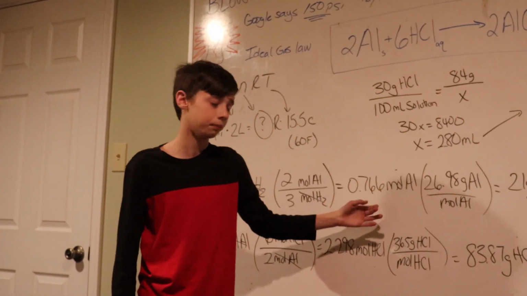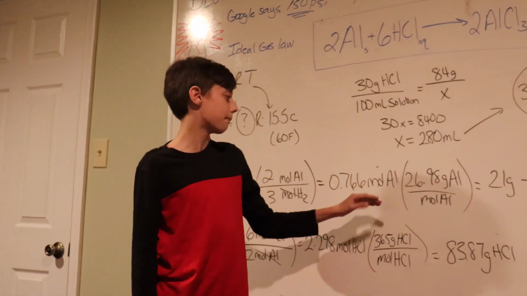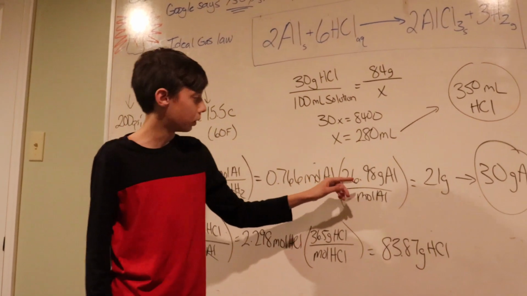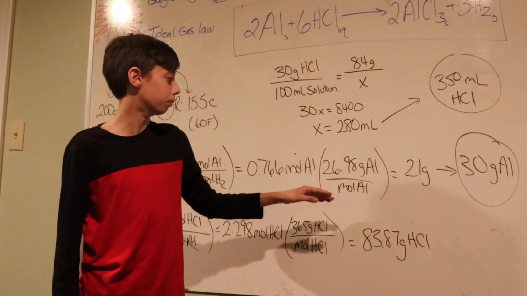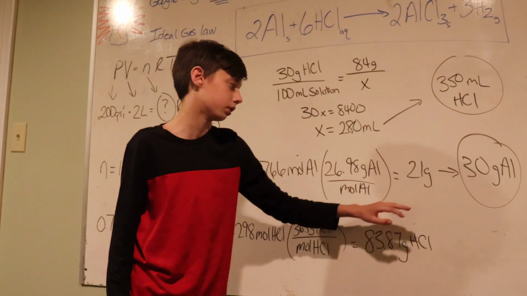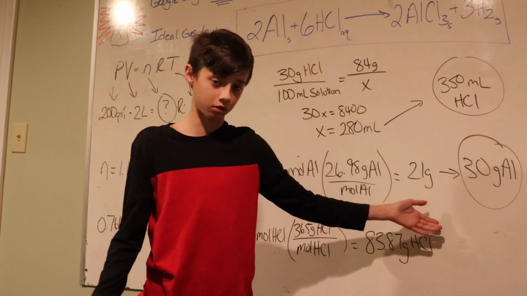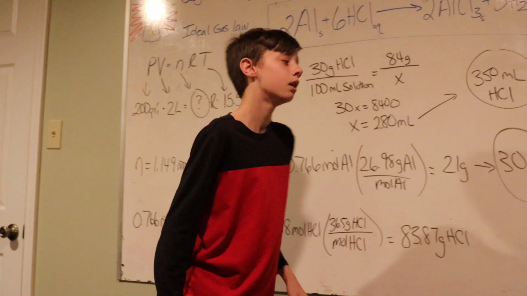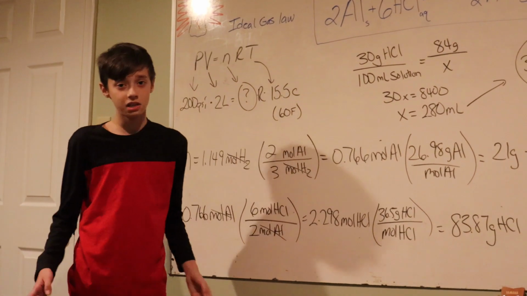0.766 moles of aluminum. So you multiply that by this molar mass of 26.98 grams of aluminum per mole of aluminum, which equals 21 grams, or to make sure it explodes, 30 grams of aluminum. Now we have to find the amount of acid we need.